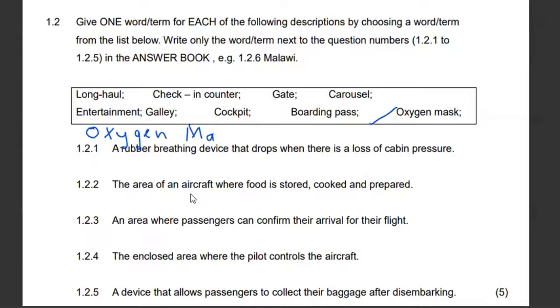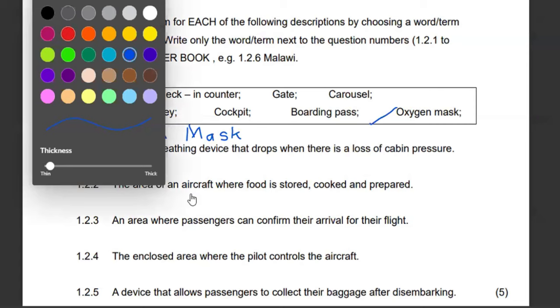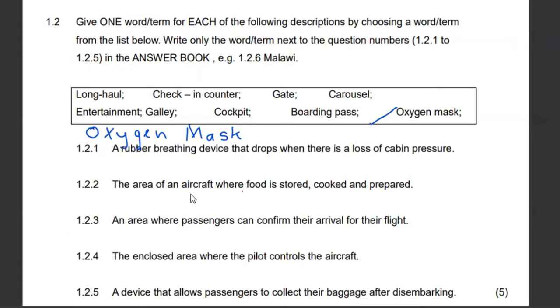It is known as the oxygen mask. That is the rubber device which drops when there is a drop in cabin pressure. 1.2.2 reads, the area of an aircraft where food is stored, cooked, and prepared is known as the galley. That is where food is prepared and everything is prepared. Drinks and beverages, they are also prepared there.